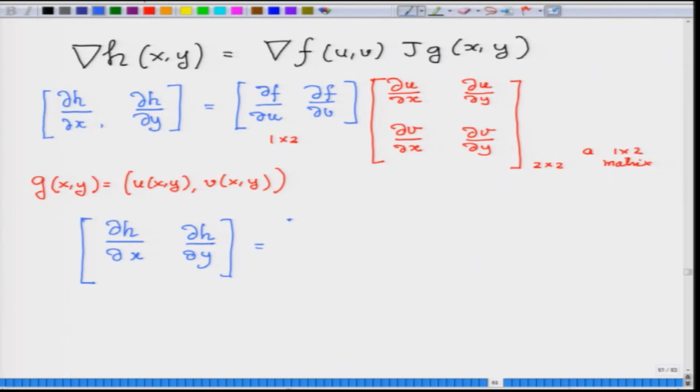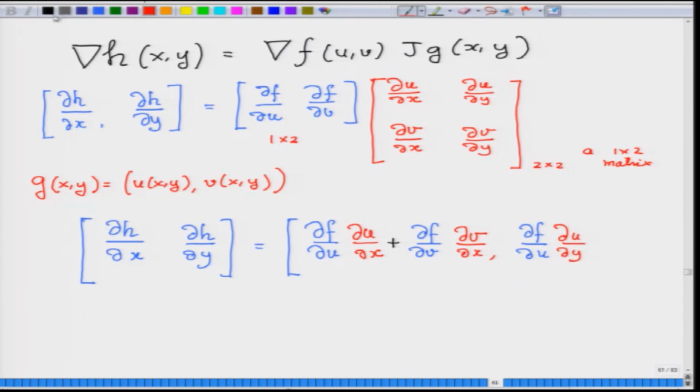So, I will have del f del u into del u del x plus del f del v into del v del x, and the second entry is again, to begin with, del f del u into del u del y plus del f del v into del v del y.